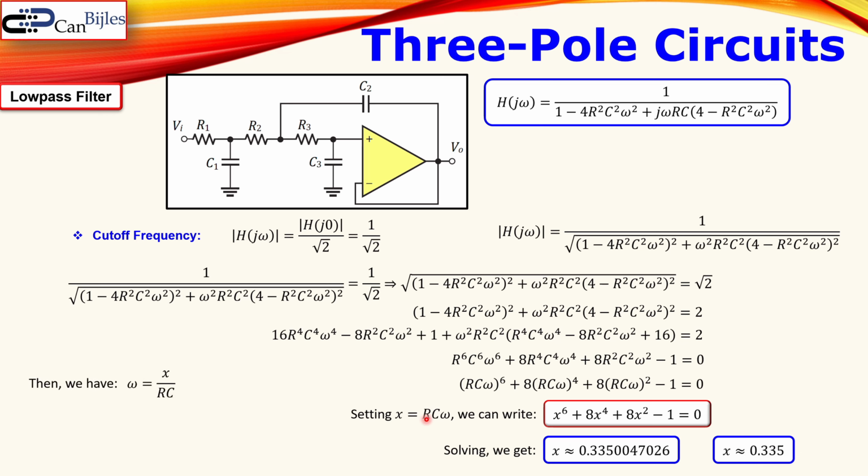So then we have the following. Since x is equal to r, c, omega, omega is then equal to x over rc, and x is equal to this value, which is 0.335, we can say our cutoff frequency is also defined as 0.335 over 2 pi rc, in units of hertz. So we have our cutoff frequency. Again, we see this familiar 1 over 2 pi rc, but we get a kind of scaling, which is in this case 0.335. That can only be determined when you do the analysis like so.